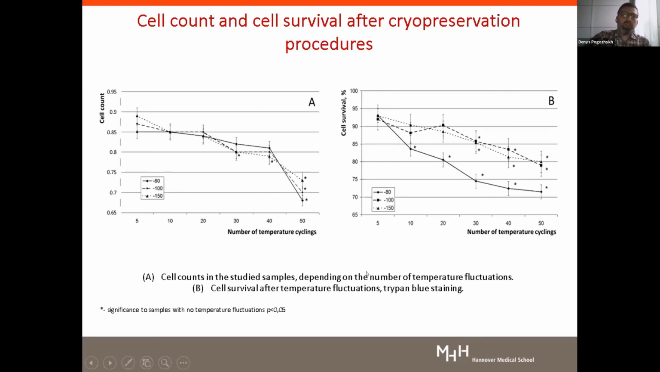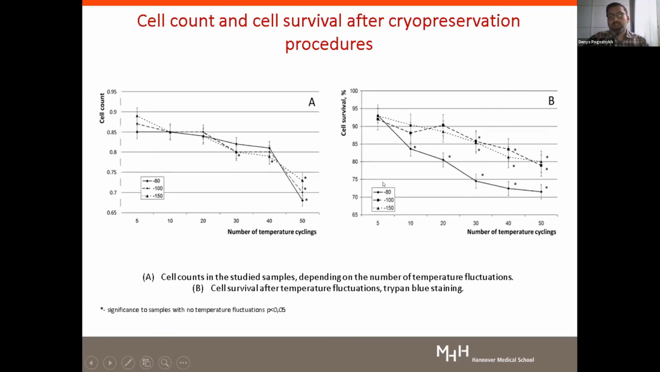The simple cell count showed that temperature fluctuations themselves, from liquid nitrogen temperatures to -80, -100, and -150, in different ranges, do not influence so much as the number of cycles, but after 30 cycles already we can see significant changes. And then we did a classical cell survival test with trypan blue staining, and here we already see that the range of temperature fluctuations, not only the number of cycles, but also the range between the fluctuations, already from 10 cycles has significant impact.